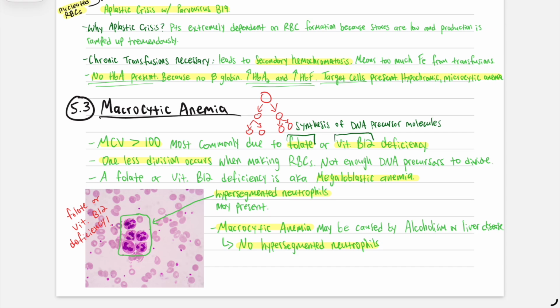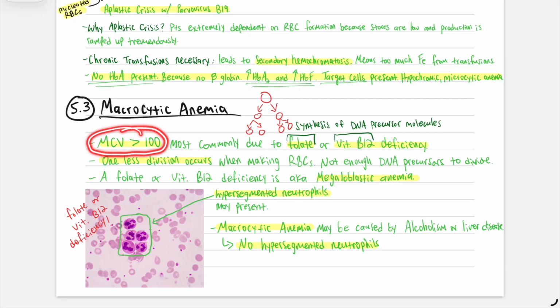Today we're going to be going over macrocytic anemias, and we're going to be spending the most amount of time on folate and vitamin B12 deficiencies. So specifically megaloblastic macrocytic anemias, and in just a moment we're going to explain what those things are. But to get started, quick recap: an MCV above 100.